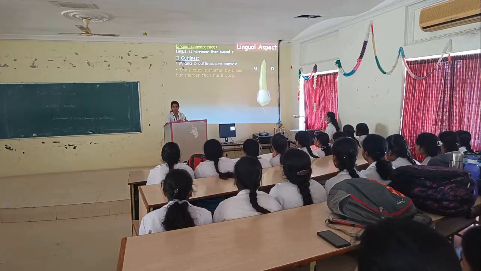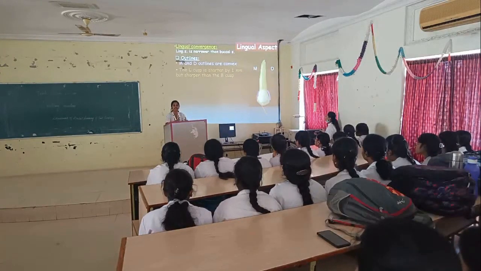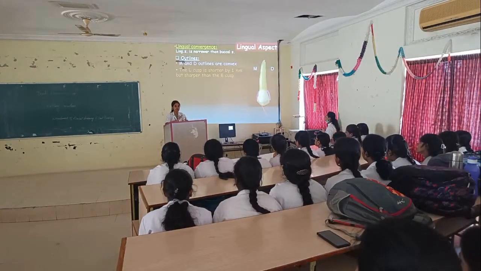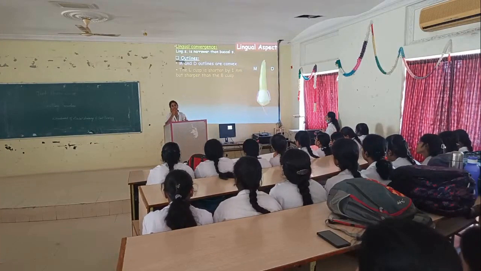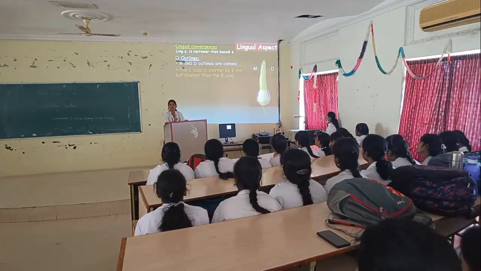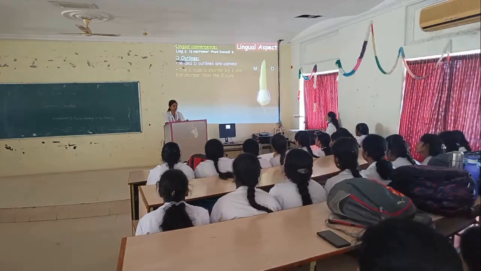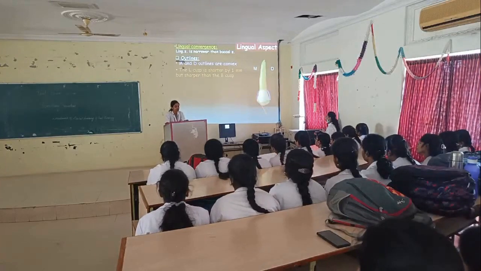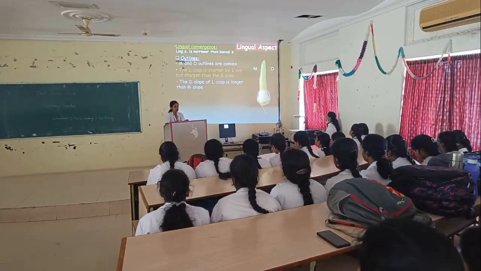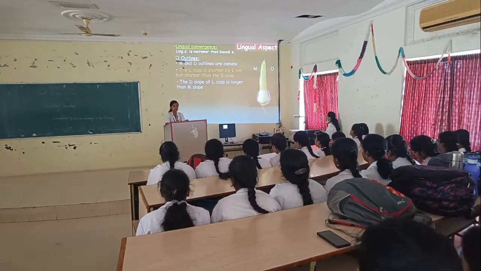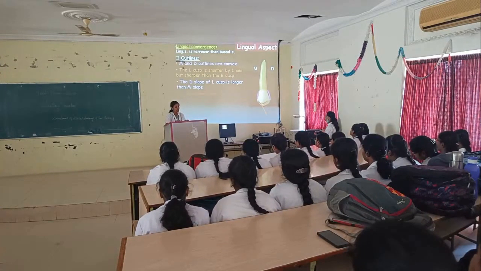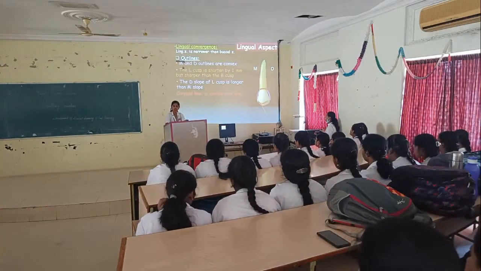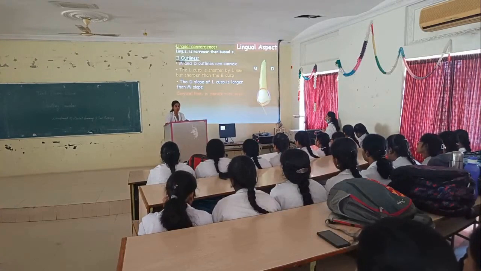Then the lingual cusp. There are two cusps present in the maxillary first premolar, the buccal cusp and the lingual cusp. The lingual cusp will be 1 mm shorter than the buccal cusp. And the distal slope of the lingual cusp is longer than the mesial slope. And the cervical line is convex and the convexity faces towards the root.